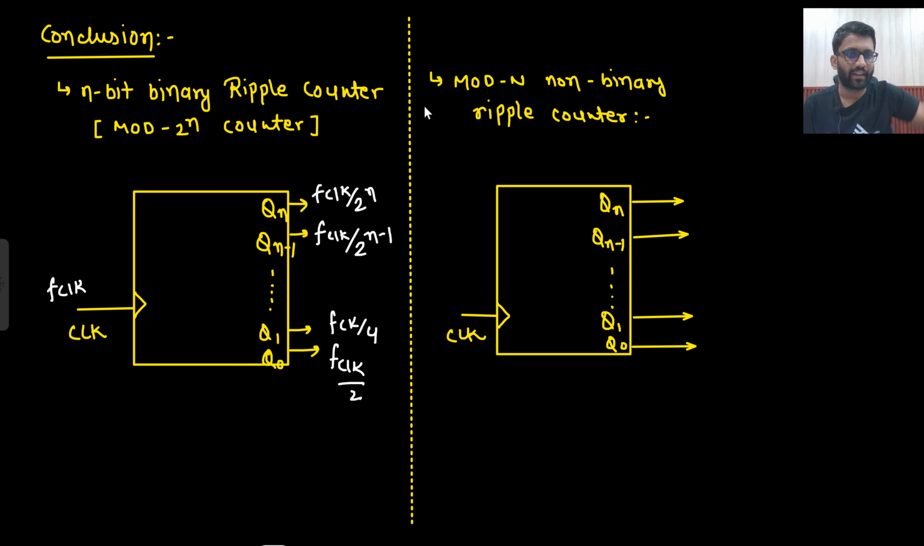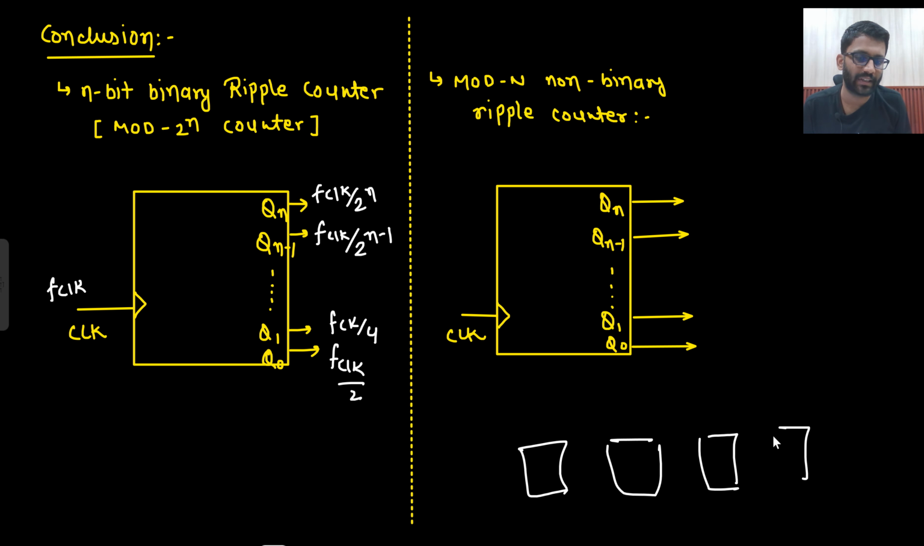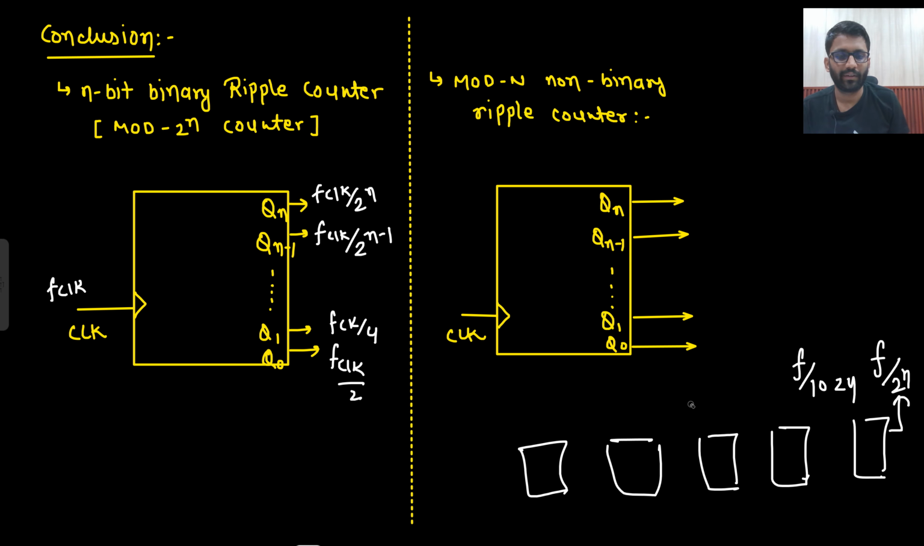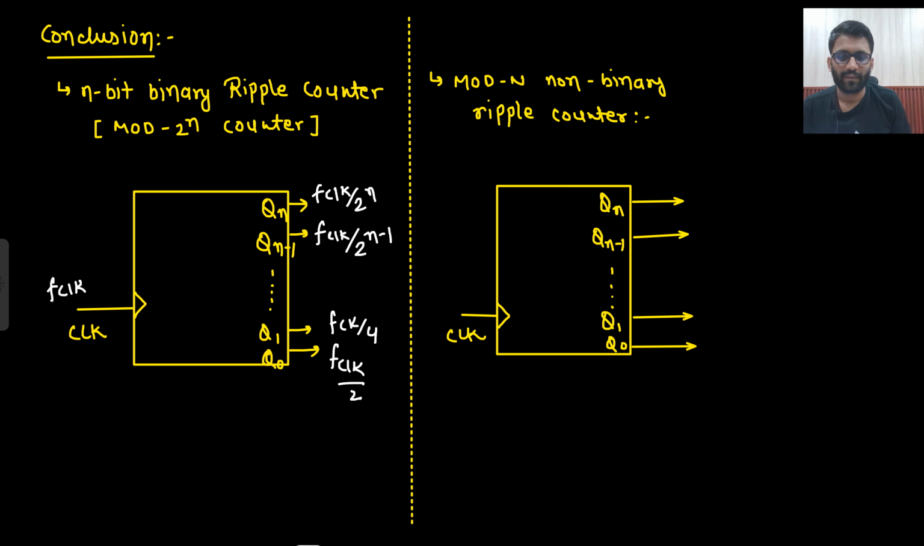So if 10 asynchronous binary counters are there, and they ask what will be the frequency of the last one, what will you say? F by 2 to the power n, right? That would be F by 1024. Say yes or no.